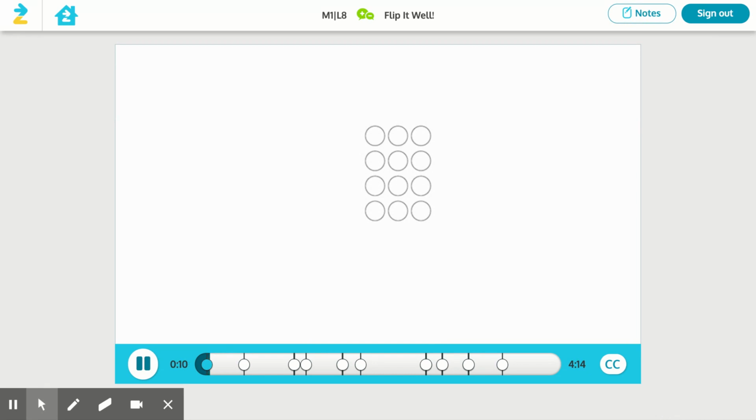How many rows and columns does this array have? Kayla? 4 rows and 3 columns. That's right. Ethan, we counted 3, 6, 9, 12. How does that array show the count? Because 3, 6, 9, 12 is 4 threes. And this array has 4 rows of 3 circles. Nice.